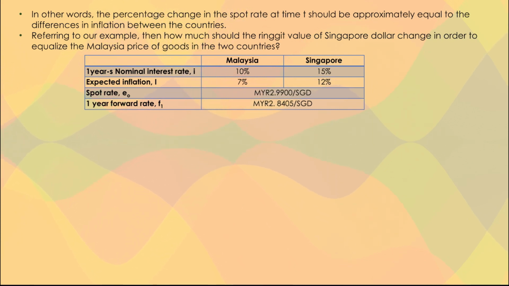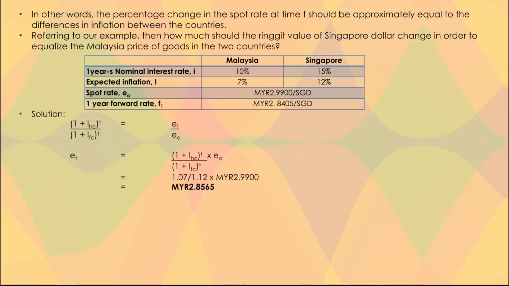Referring to our example, how much should the ringgit value of the Singapore dollar change in order to equalize the Malaysian price of goods in the two countries? By using a similar example, we have Malaysia and Singapore for interest rate, inflation rate, and the spot rate as follows. Let's substitute all the information into the formula. Here we want to find the expected, or the future, spot rate.